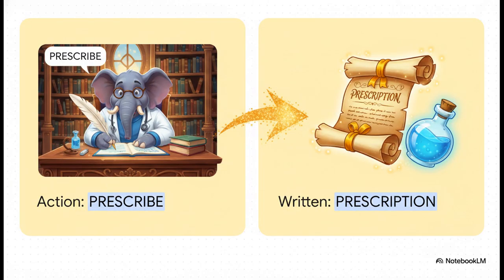Look, it happens again right here. A doctor will prescribe your medicine. That's the action of writing it beforehand. But the physical piece of paper they hand you, the written medical instructions themselves, that is the prescription. Prescribe transforms into prescription. Scrib becomes script.